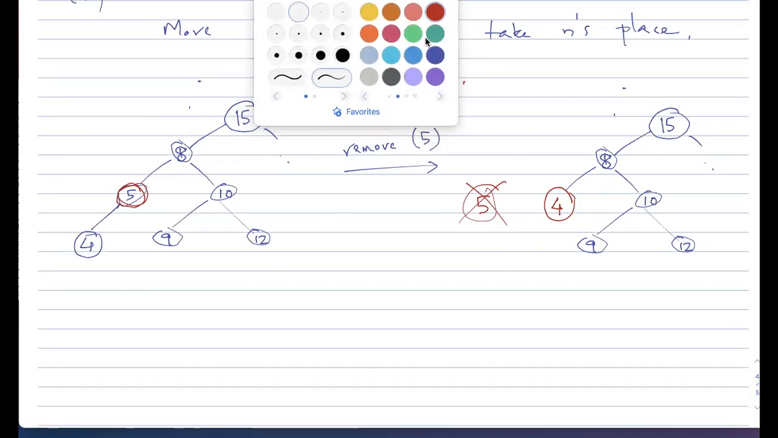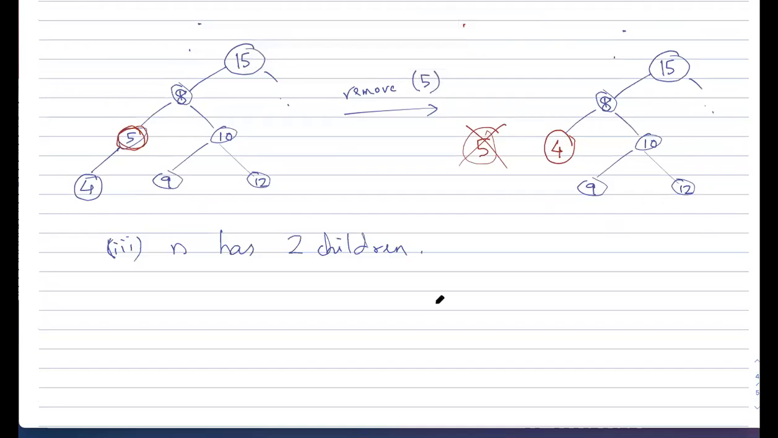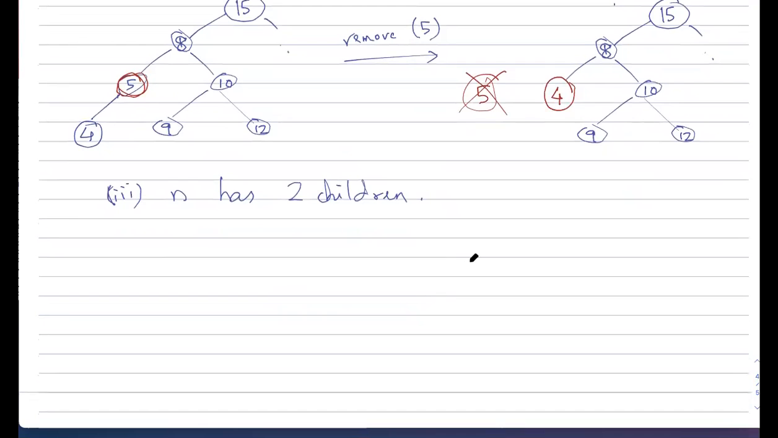So these are easy cases. Now here's a tough case. The tough case is when n has 2 children. What do we do in that case? Here is a strategy. Let n2 be a node in n's right subtree.